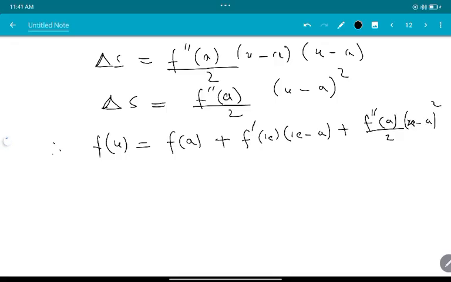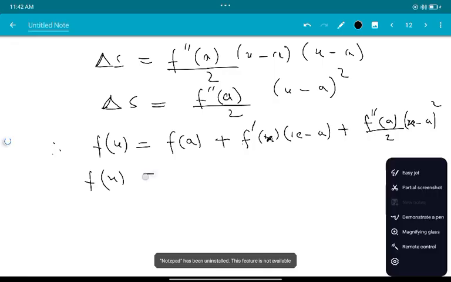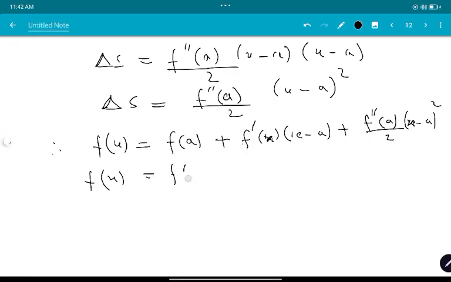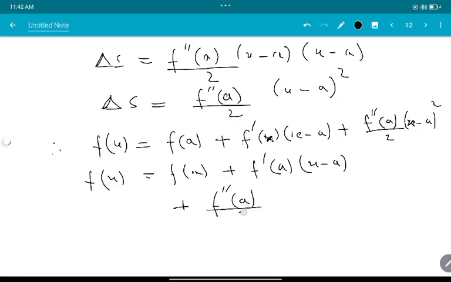Now I will change one thing here. This f dash x in this term is constant, so I can take its value anywhere. Let me take its value at a. So f x will be equal to f a plus f dash a into x minus a, plus this term, f double dash a by 2 into x minus a squared.